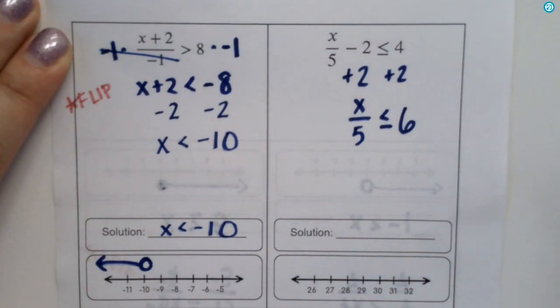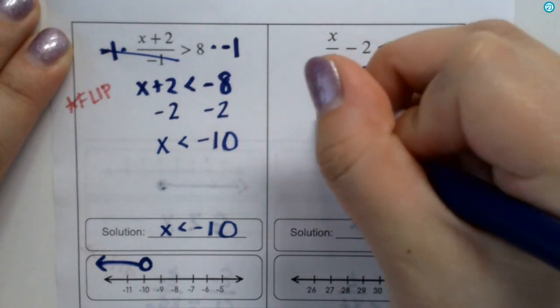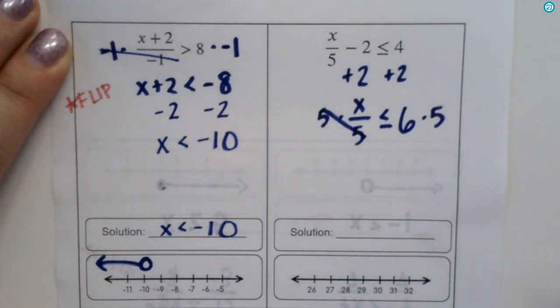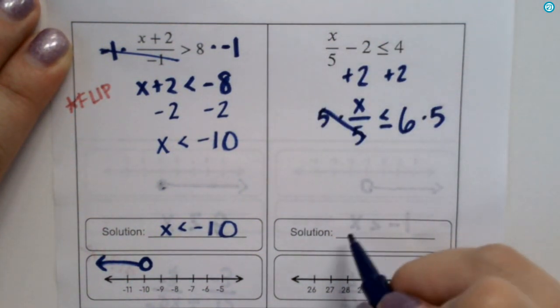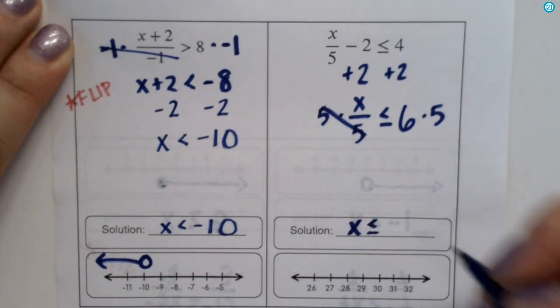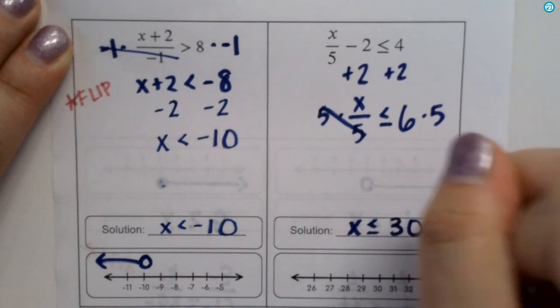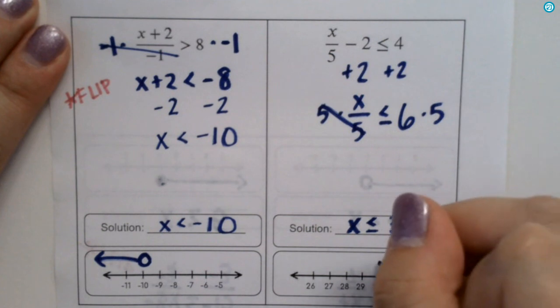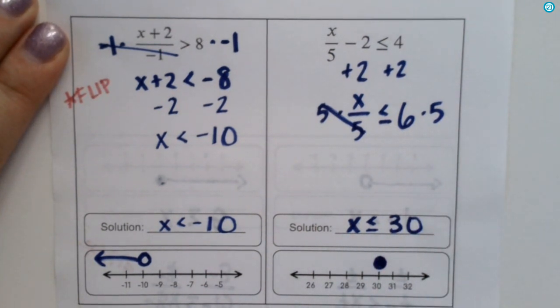And then to get x by itself, this is currently division. Opposite of division is multiplication. So I'm going to multiply by 5 on both sides. I never multiplied by a negative or divided by a negative, so I don't need to flip any signs. I get x is less than or equal to 6 times 5, which is 30. We will do a closed-in circle at 30. And then we will put an arrow going to the left.